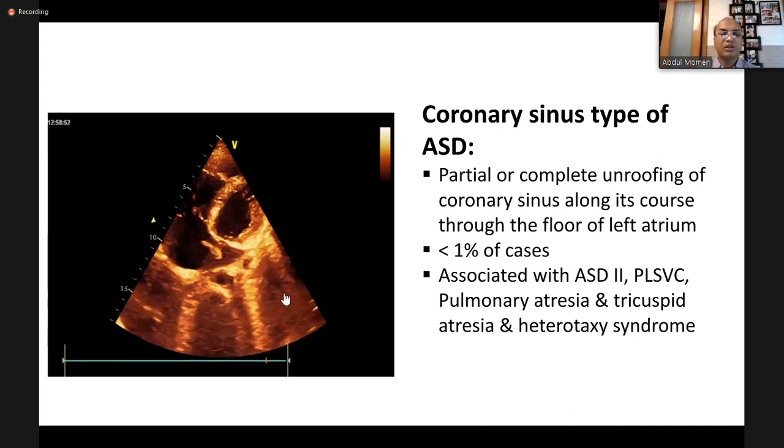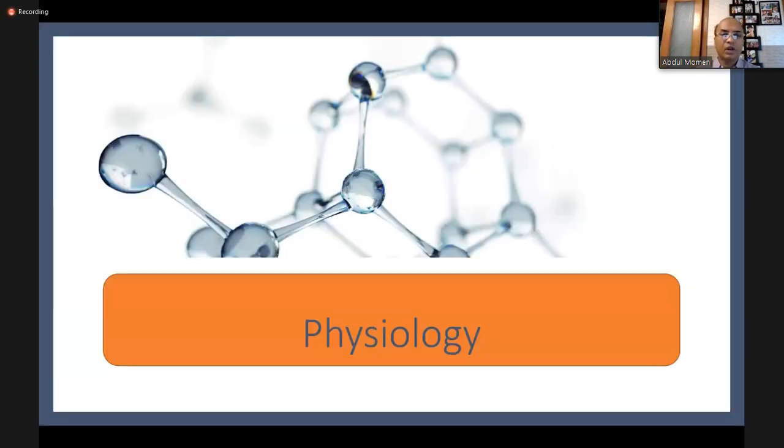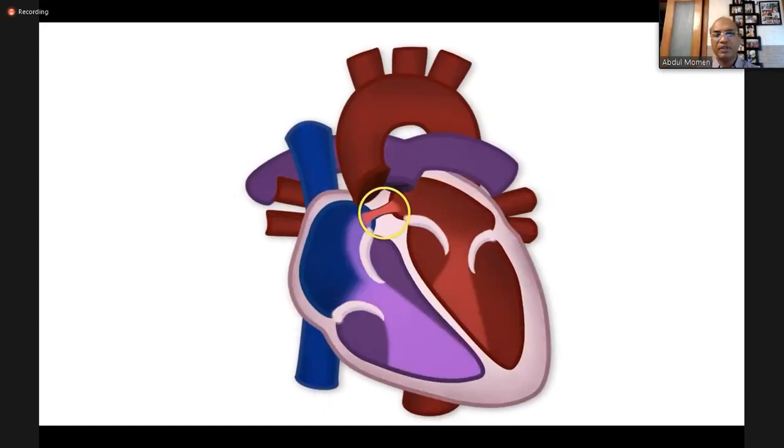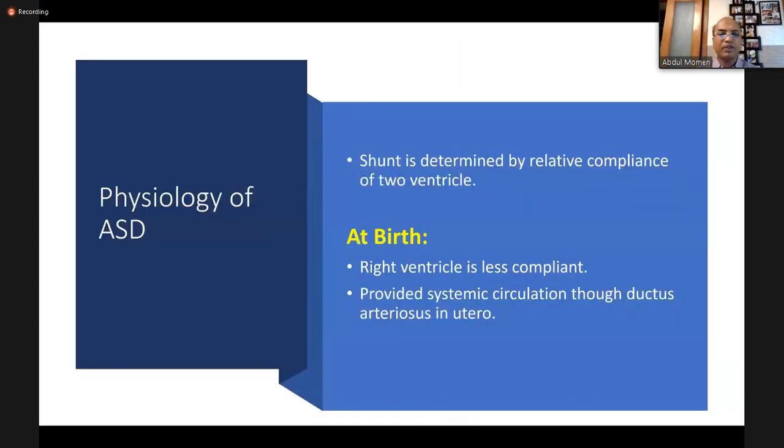So this is the physiology of the normal heart, and the physiology of ASD and shunt is determined by the relative compliance of the two ventricles.